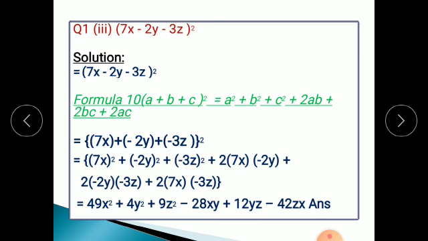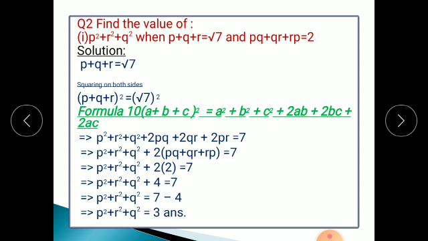Okay, now move forward to the next question, that is, find the value of. See, in this exercise we have two types of questions. In the first two questions we have just expanded according to the formula, okay, but in the second part, or second question, we have to just find the value of the given conditions.